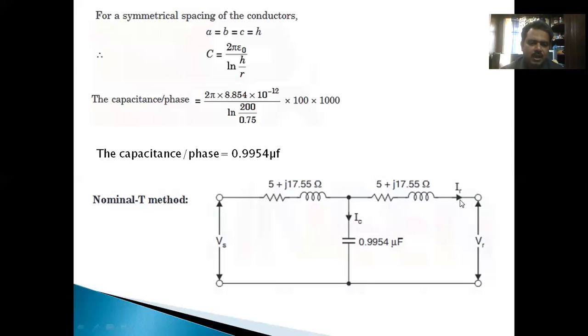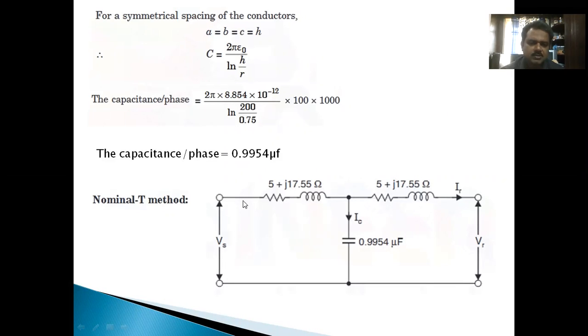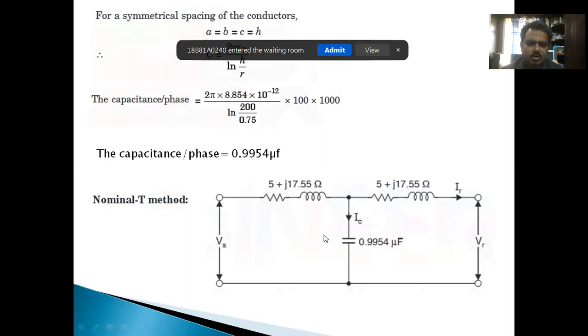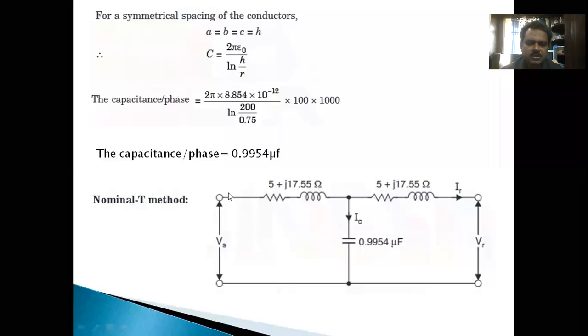Once we know IC and IR, the algebraic sum of these two gives the IS value. IS means sending end current. So just the algebraic sum of these two vectors gives the sending end current value. Once we get the sending end current, we can multiply it with this impedance and you will get the voltage drop across this impedance. The voltage drop across this, plus VC which we have already calculated, directly gives the sending end voltage.